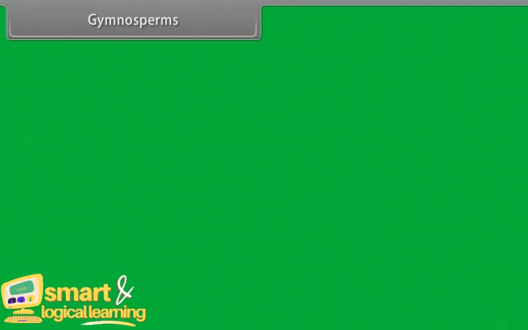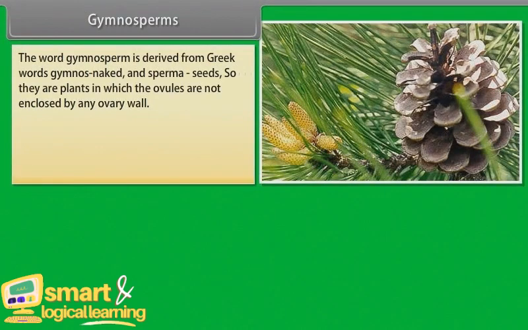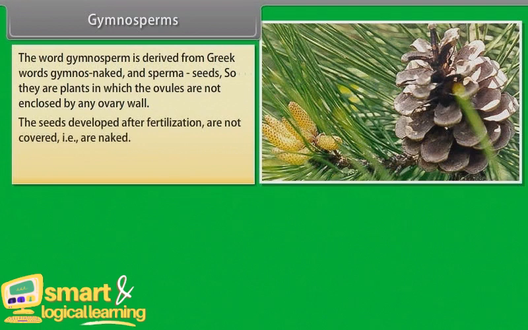Gymnosperms. The word gymnosperm is derived from Greek words gymnos, naked, and sperma, seeds. So they are plants in which the ovules are not enclosed by any ovary wall. The seeds that develop after fertilization are not covered, that is, are naked.